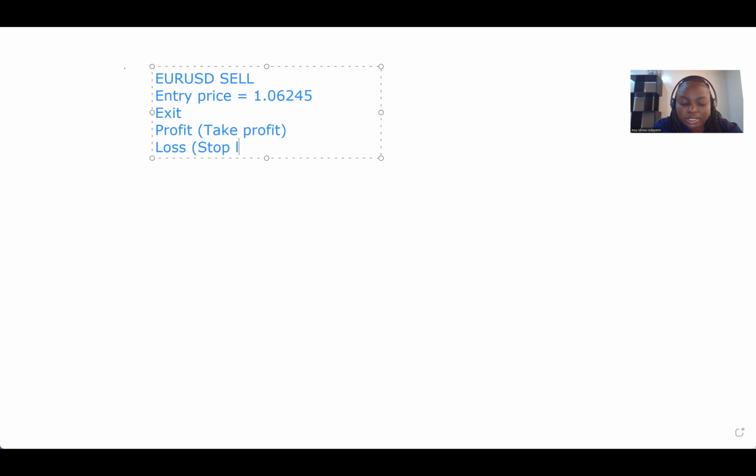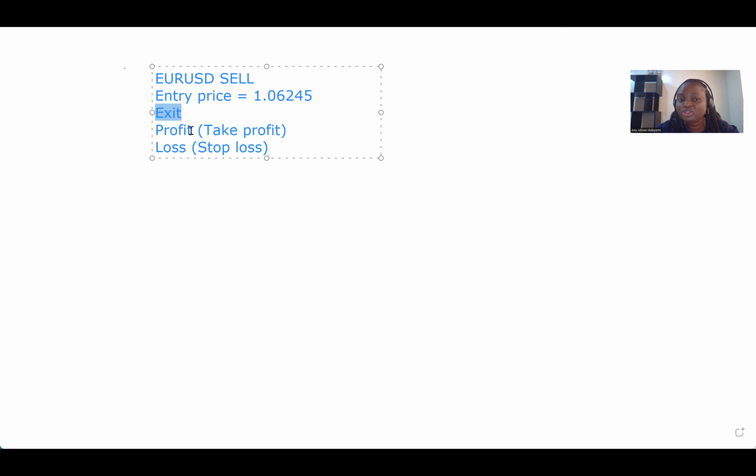When you want to enter a market, these three parameters are key: the entry price, the take profit, and the stop loss. Funny enough, it's important that you have the value of these three parameters before you even enter the market. So when you're entering the market, you must be able to know what price am I entering and what price am I exiting.